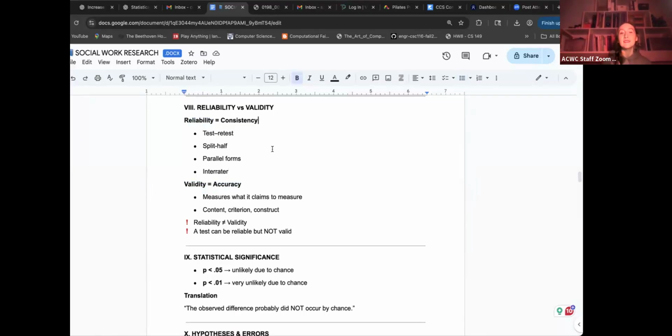Okay, so that's the big picture for this. Here's where life gets really annoying: they have different types of reliability and different types of validity, and they're kind of a pain. So for reliability, I think the easiest one is the test-retest.